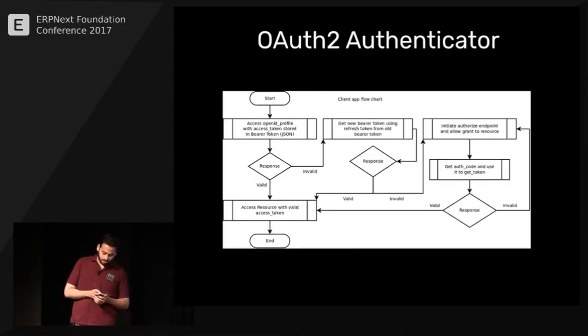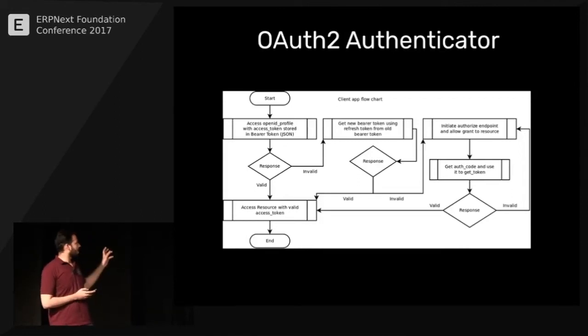This will briefly tell you what the OAuth2 Authenticator does. So let's assume that your Android app already has a JSON object. Are you able to see this? Okay, at least somewhat. Okay, right.